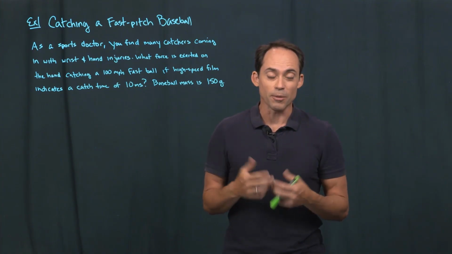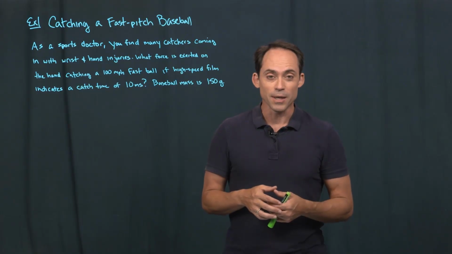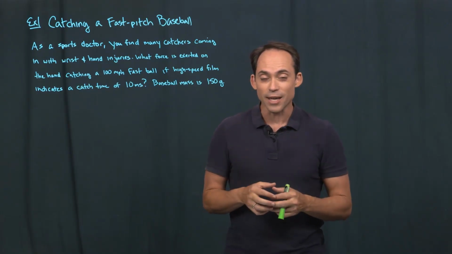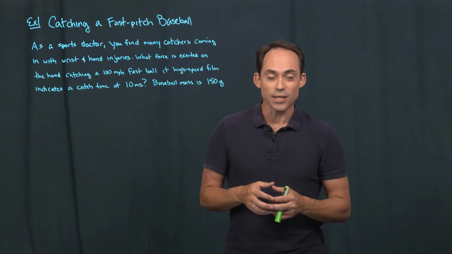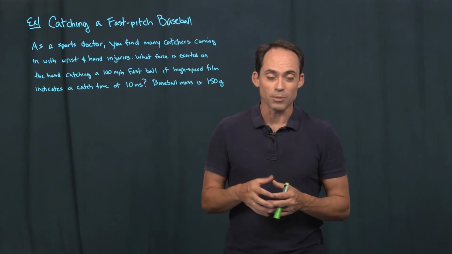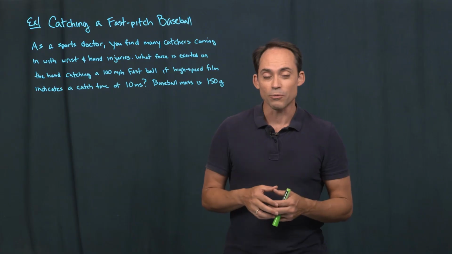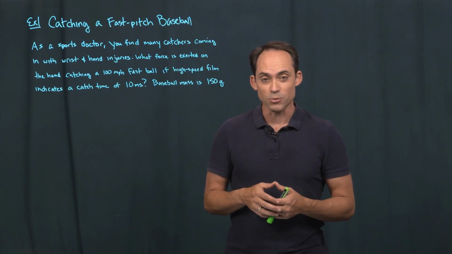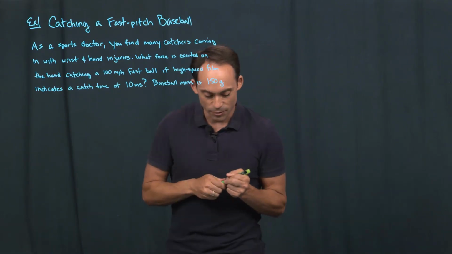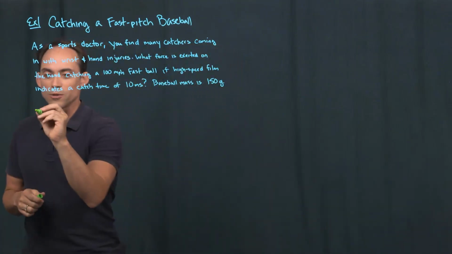We can look at the case of a baseball being thrown at 100 miles an hour. If there's high-speed footage of that catch, we can see the time span for the ball to be stopped, and then we can look at what the forces are using our momentum-impulse relation. So let's start by writing down the knowns, doing our general setup here.